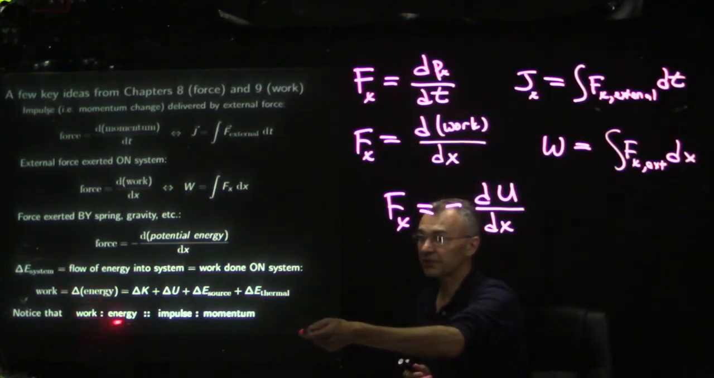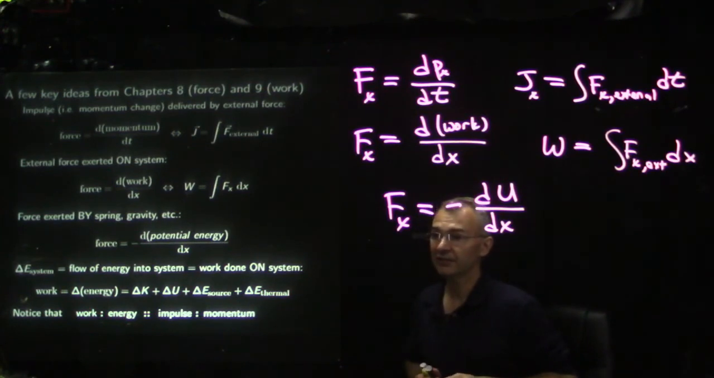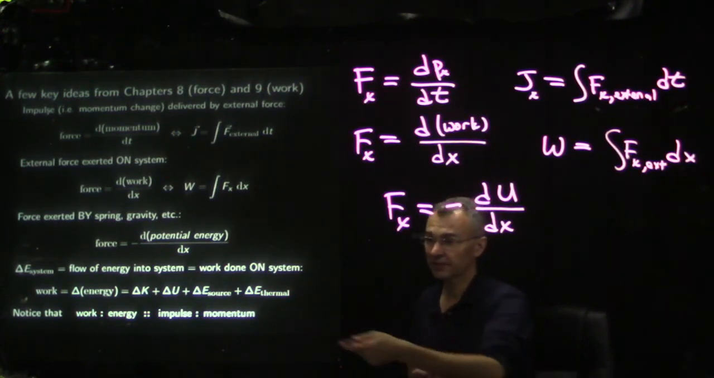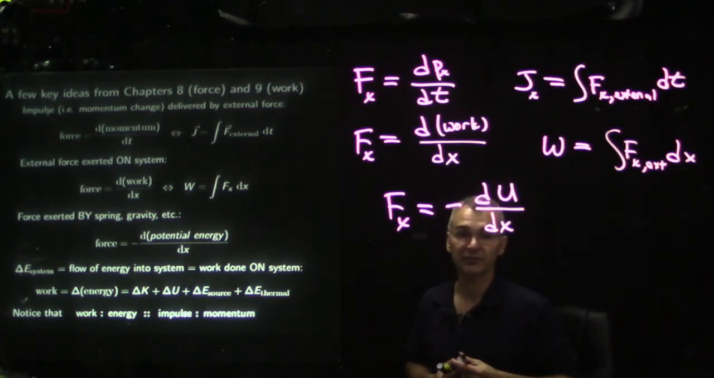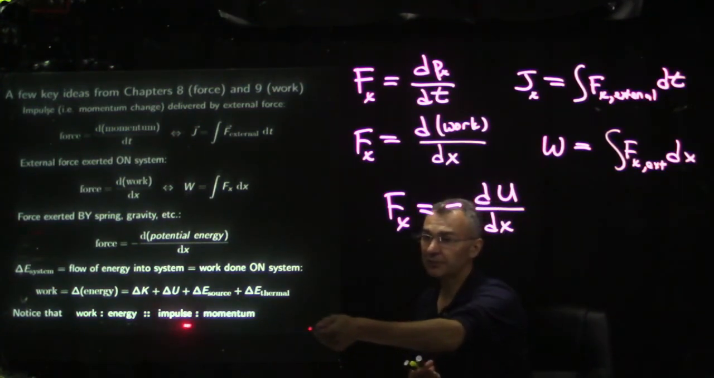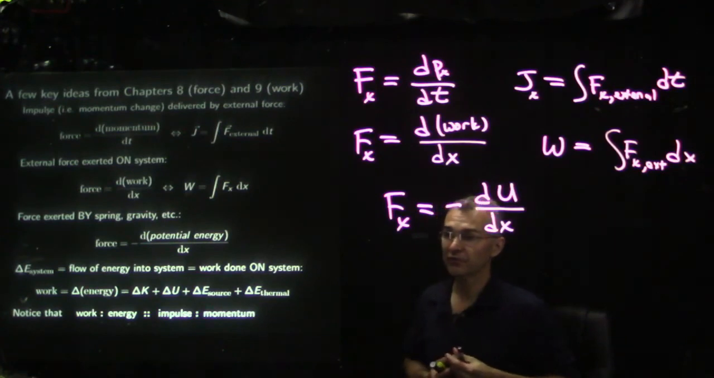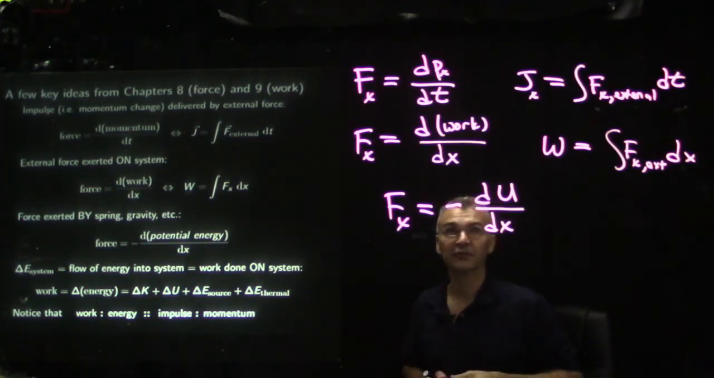So notice that work is to energy as impulse is to momentum. In other words, work is the transfer of energy across a system boundary due to external forces. Impulse is the transfer of momentum across a system boundary due to external forces.